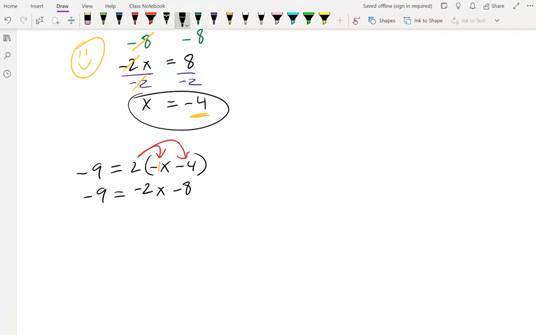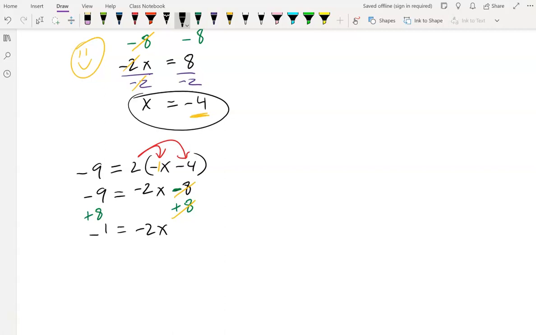And negative 9 is over here. All right, well now we're going to undo any adding or subtracting we see, and I see subtracting. So we're going to undo that subtraction by using the inverse operation. I'm going to add 8 to both sides. And when I do that, these two 8s cancel each other out, leaving me with just negative 2x here. And negative 9 plus 8 is negative 1.